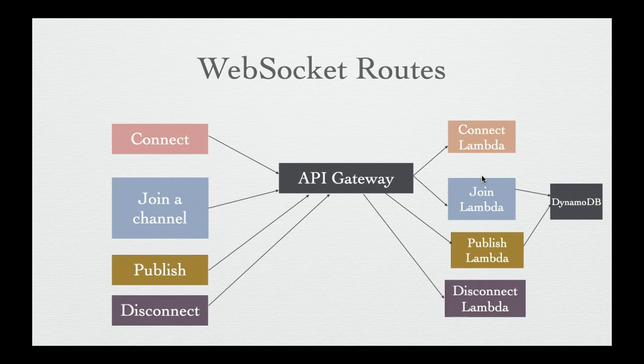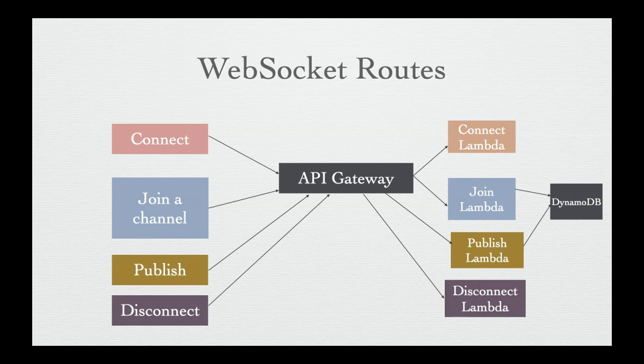As you can see, we have to come up with these 3 or 4 lambdas that you see on the right of the screen: a connect lambda, a join lambda, a publish lambda, and a disconnect lambda. And our backend would be a DynamoDB, so we will save all the records into the DynamoDB database. These are all the various WebSocket routes that you see on your left. There would be a connect route, a join route, a publish route, and a disconnect route.